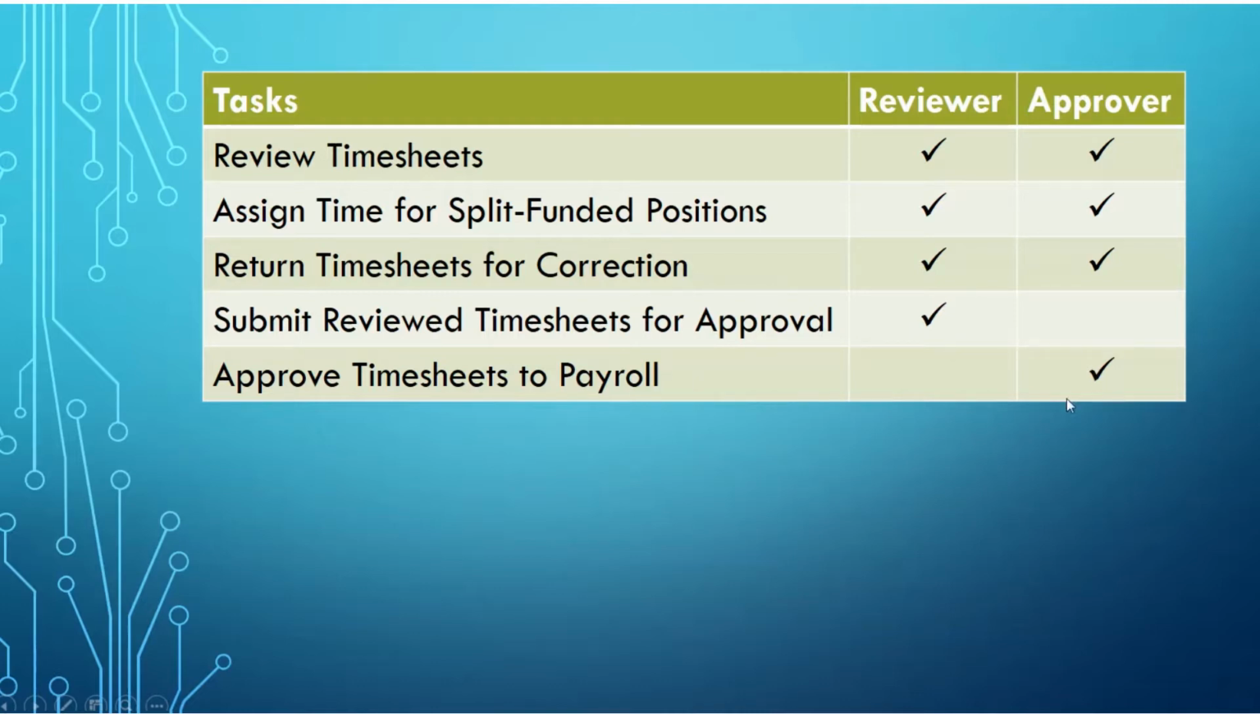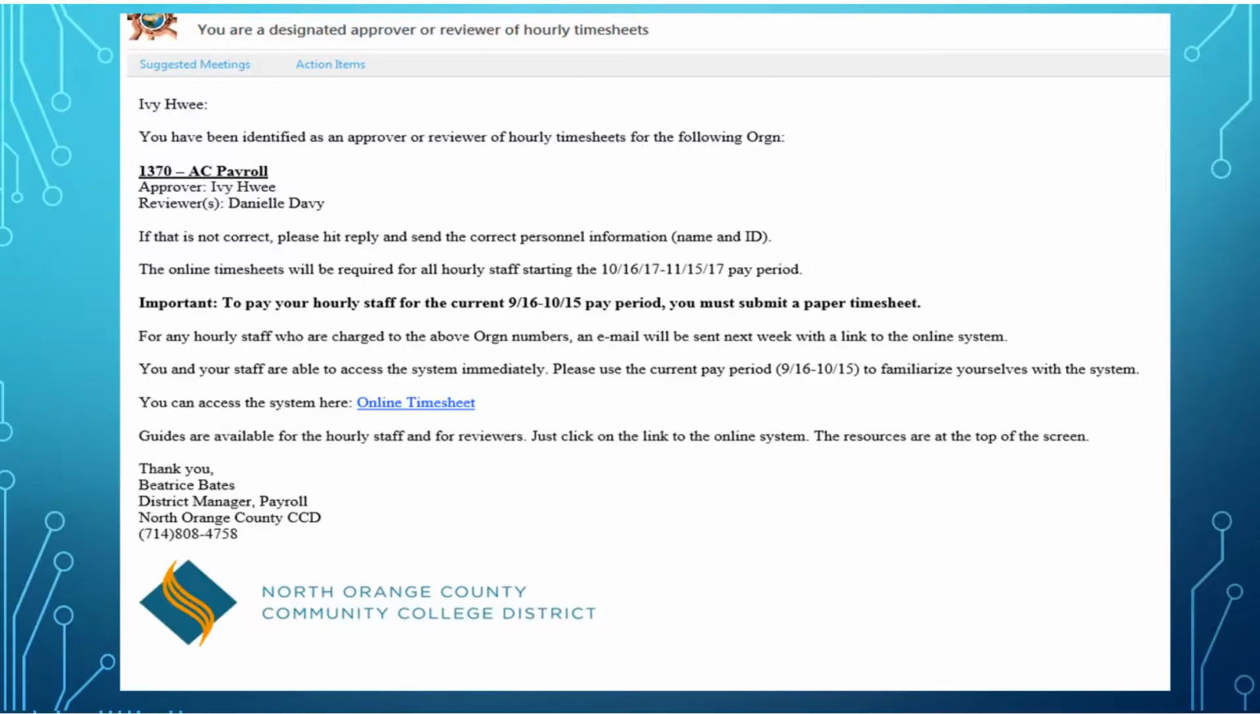An approver role is the role that will approve timesheets to payroll. So when the reviewer is done with their processes, they will submit for approval. When an approver is done completely, whatever they do will submit things to payroll. So that's the difference between those two positions.